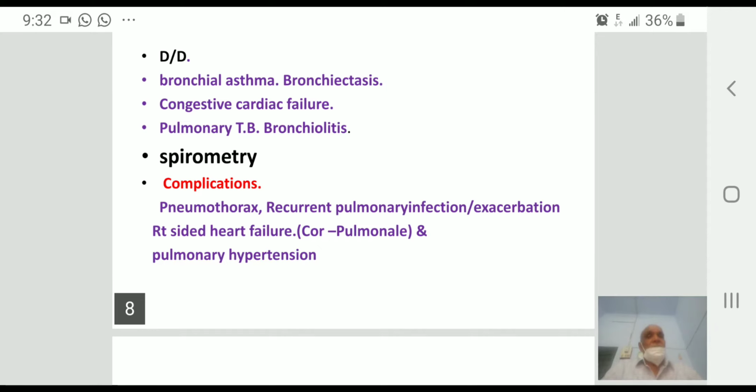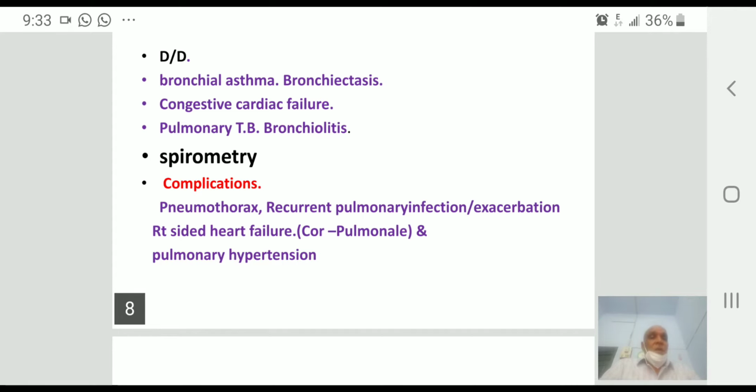And in bronchiolitis, the patient may have chronic cough and shortness of breath, so it should be considered in the differential diagnosis of COPD. It is diagnosed by spirometry. You may advise ECG to detect cardiac abnormality and complete blood count to identify secondary infection with increased WBC count.